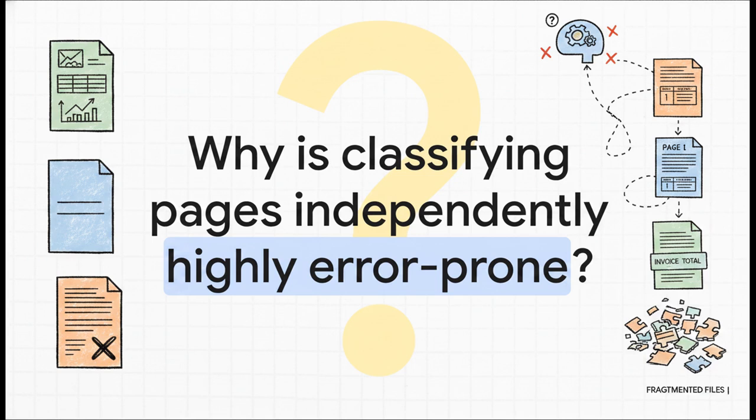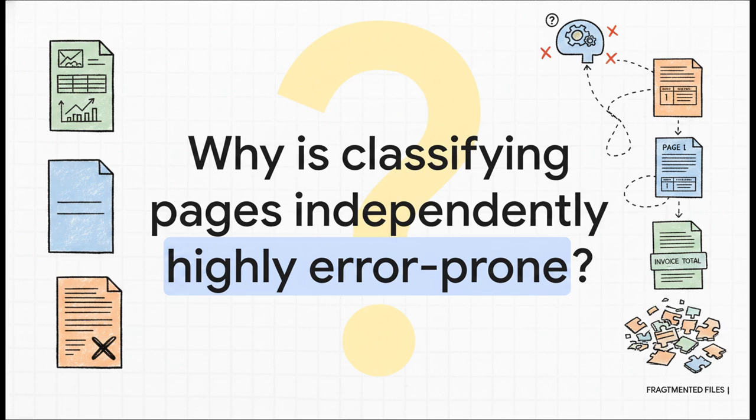Why is it so incredibly hard to just look at each scanned page, one by one, and decide what it is? Well, the source material points out that classifying pages in total isolation is highly error-prone. If you look at a single page completely independently, you're entirely ignoring the logical context of the document batch.